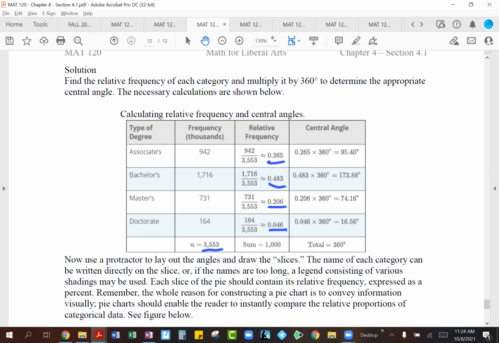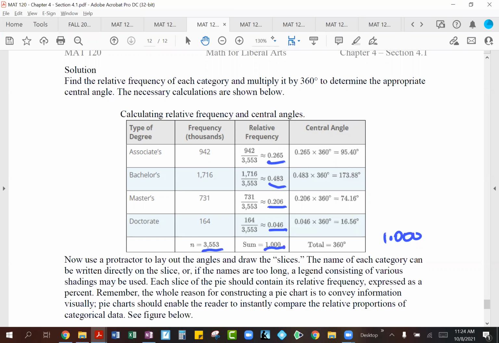I know it says 1,000 here, but that's a typo. It should basically just say 1.000. So it's just a typo with the comma. Because again, remember, if this was in percentage, it would add up to 100%. With the decimal, it adds up to 1.